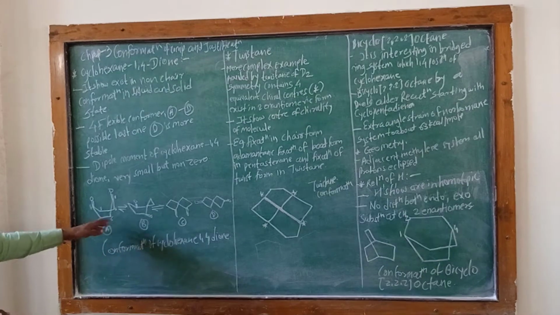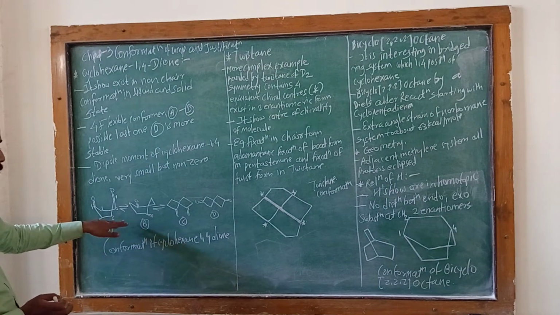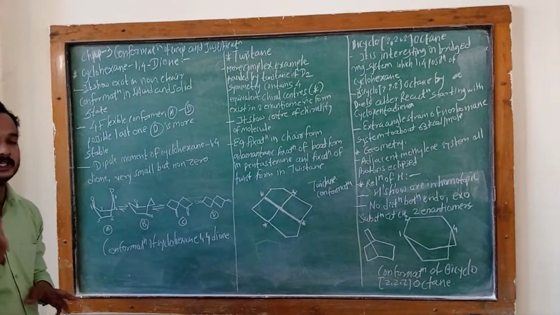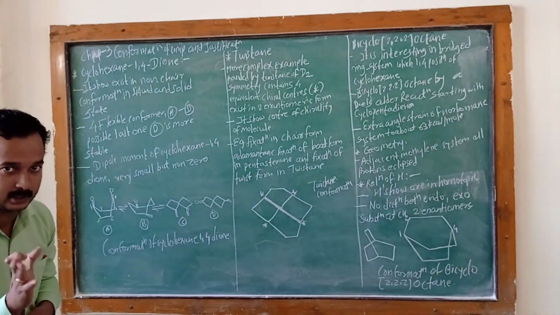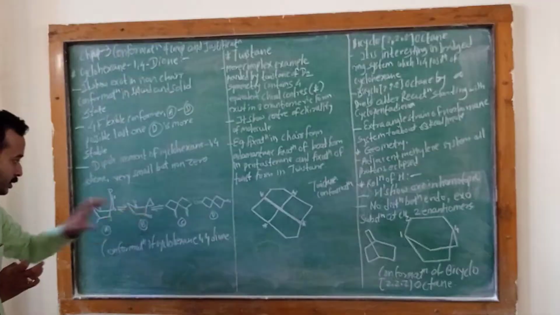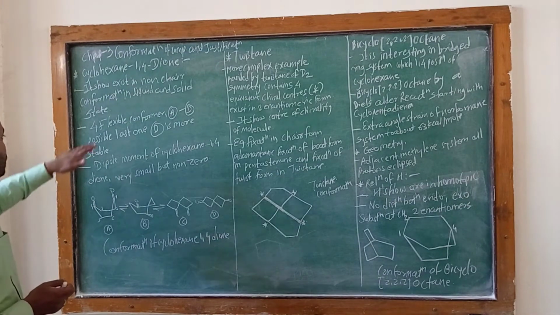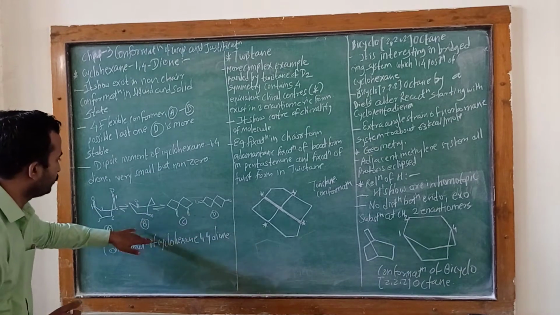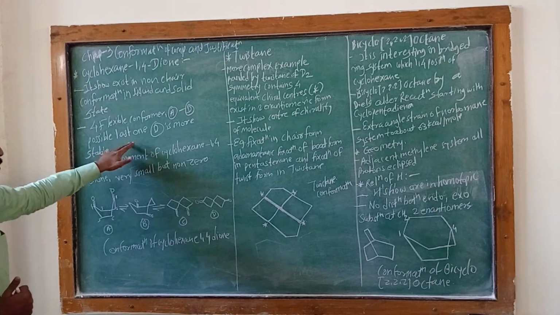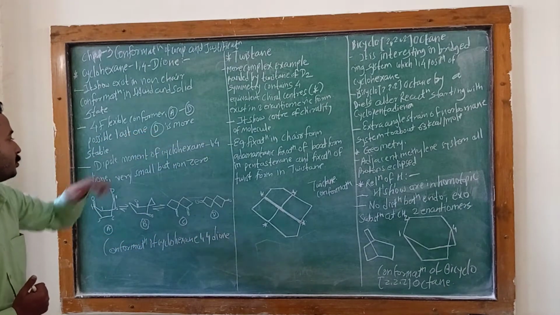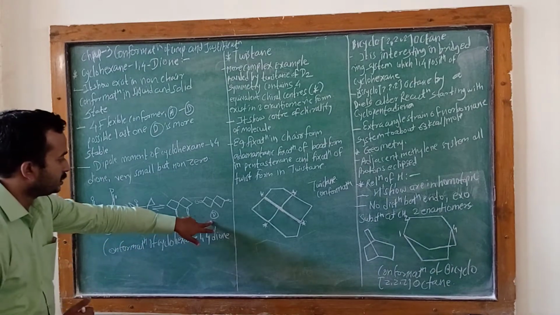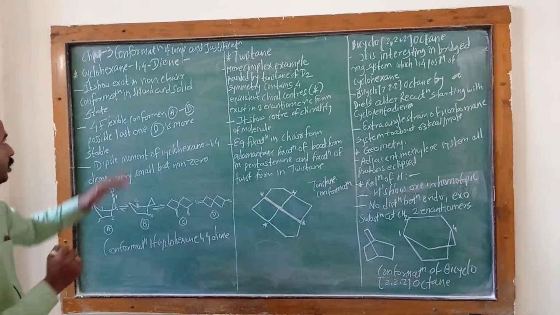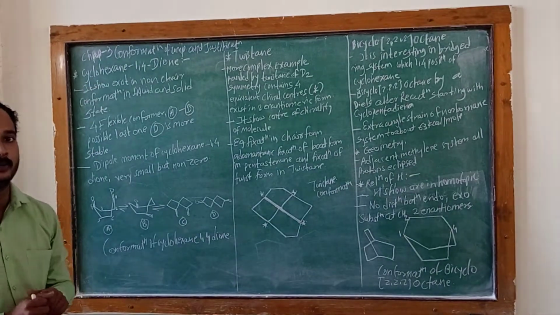Look at this conformation. This conformation is not a chair conformation. It is a non-chair conformation. Then there are four flexible conformers possible. This is the last one. D is the more stable conformer of cyclohexane 1,4-dione.